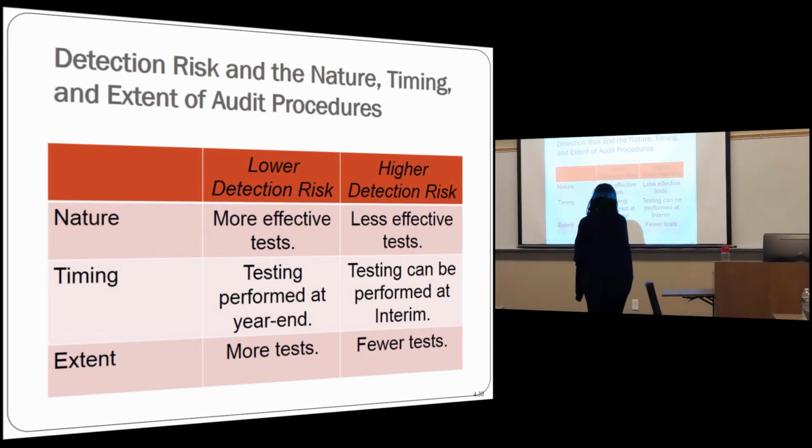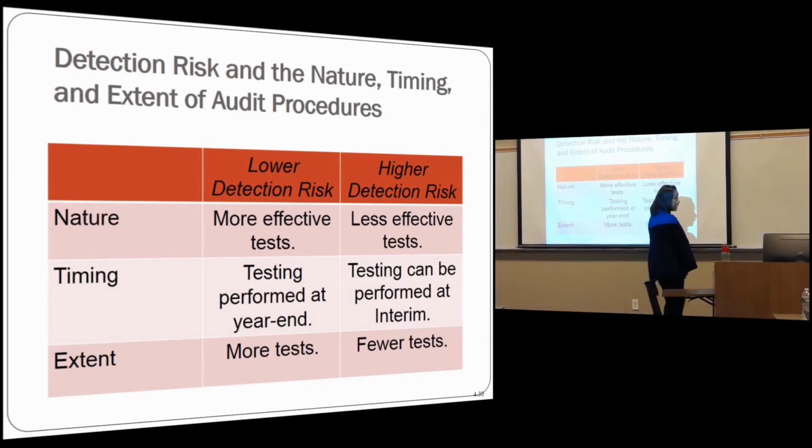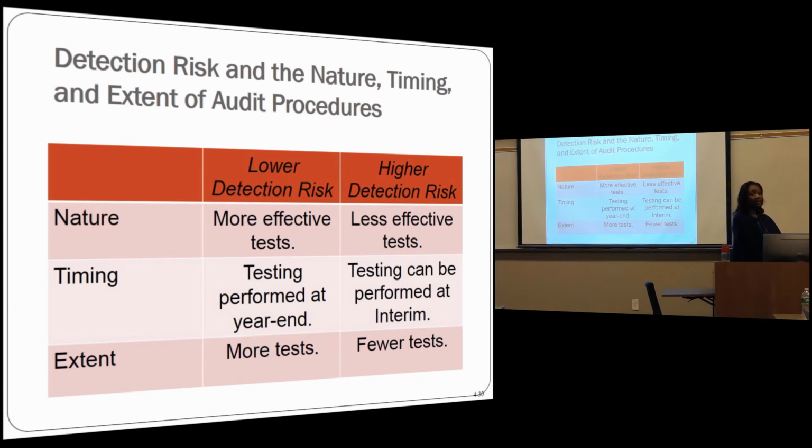And the same thing, if the controls are effective, then you could possibly test controls at an interim period and then roll that forward. Test some account balances at an interim period and then roll it forward to year end. And then, obviously, you would perform fewer tests. You wouldn't confirm as many accounts receivable. You might not look at as many detailed transactions, because the auditor has concluded that the risk of material misstatement is low, and they're willing to accept a higher risk of not catching a misstatement.